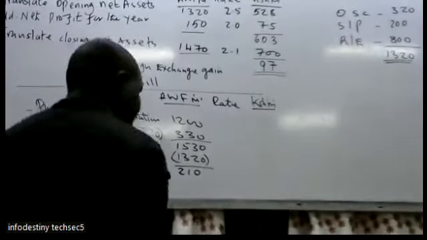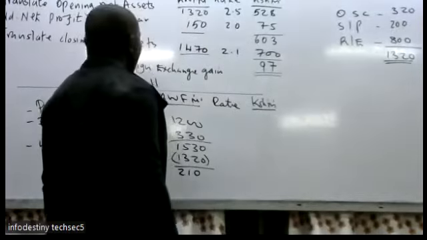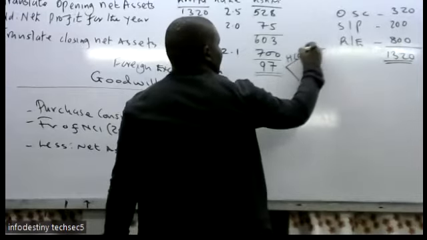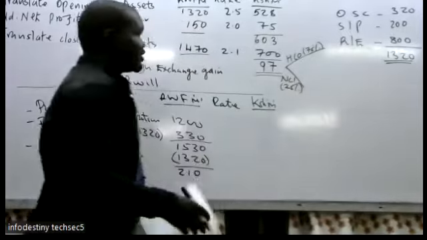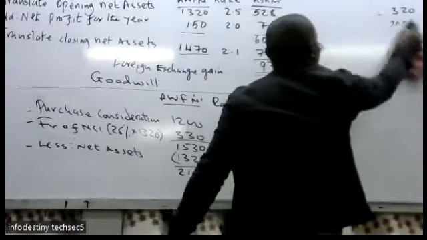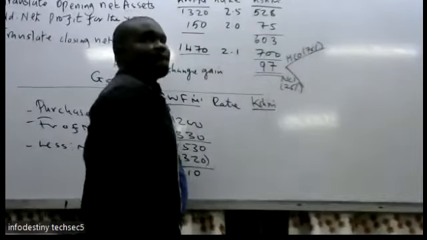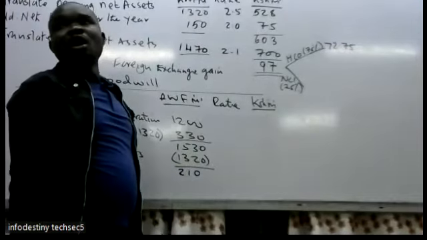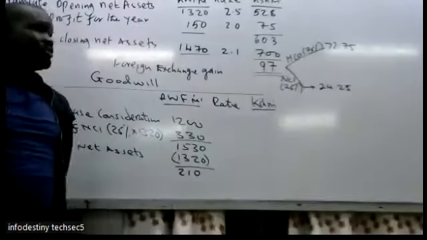The 97, let's come back to 97. For this 97, we distribute to them the 97. Of course, parent is controlling 75 and minority 25. So that 97, 75% will go with the parent. So parent will go with how much? 75% of 97, that is 72.75. Then the other one, 24.25.